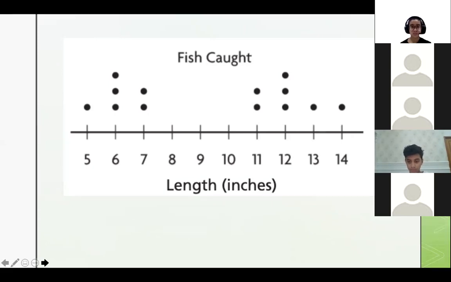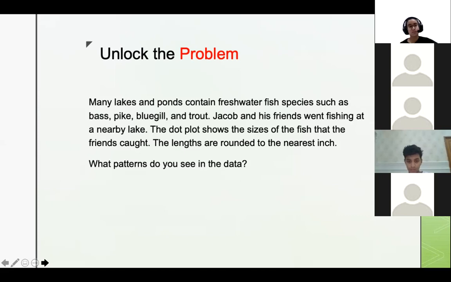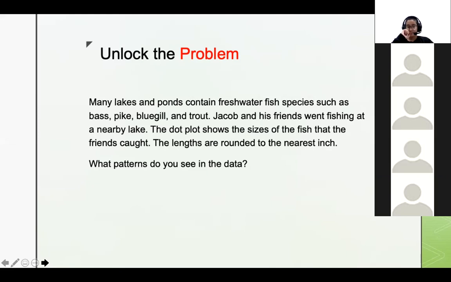Aziz, I want you to read, please. Let's unlock the problem together. Many lakes and ponds contain fresh water species such as bass, pike, bluegill, and trout. Jacob and his friends went fishing at a nearby lake. The dot plot shows the sizes of the fish that the friends caught. The lengths are rounded to the nearest inch. What patterns do you see in the data?